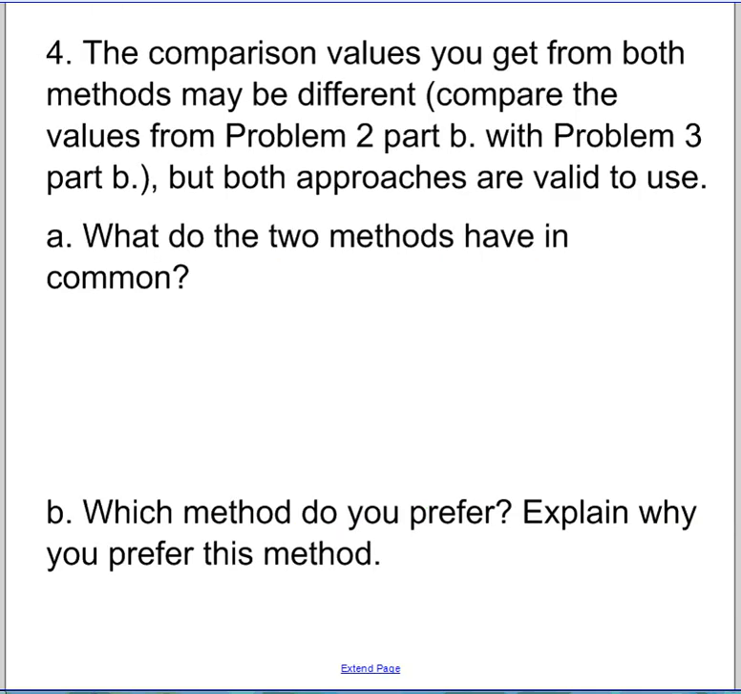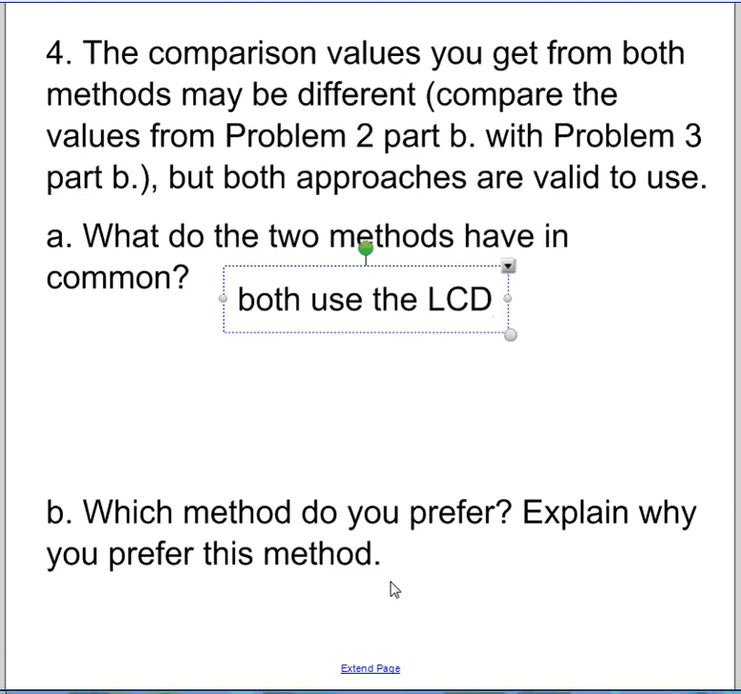The comparison values you get from both methods may be different, but both approaches are valid to use. What do the methods have in common? They both use the LCD, the least common denominator. And then which method do you prefer? Why? Well, that's a preference that only you can answer, and describe why.